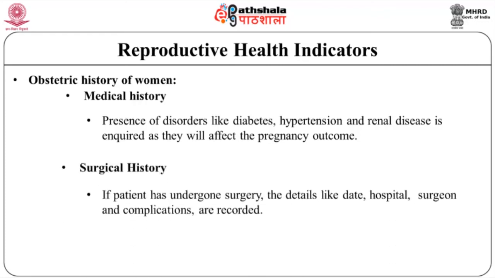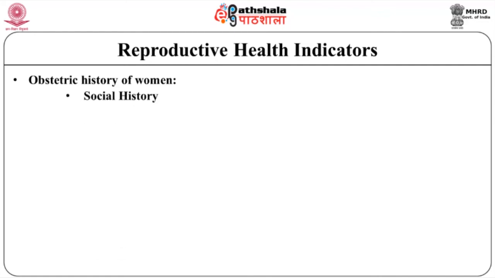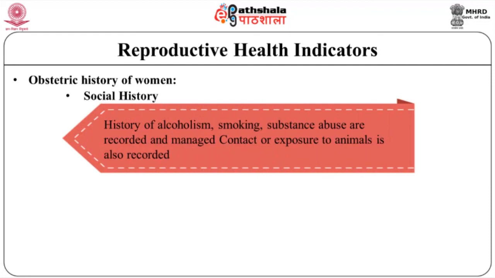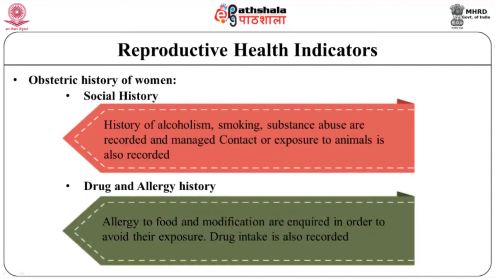The surgical history: if the patient has undergone a surgery, details like the date, hospital, surgeon and complications are recorded. The social history also needs to be taken into consideration, where the history of alcoholism, smoking, and substance abuse are recorded and managed. Contact or exposure to animals is also recorded. The drug and allergy history, that is allergy to food and medications, is inquired in order to avoid their exposure. Drug intake is also recorded.